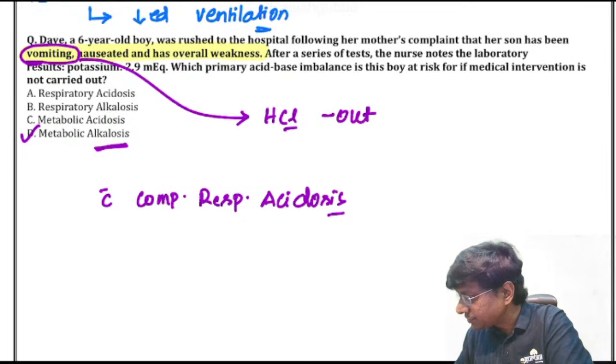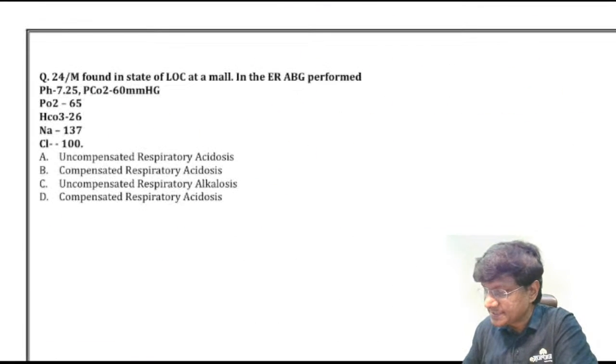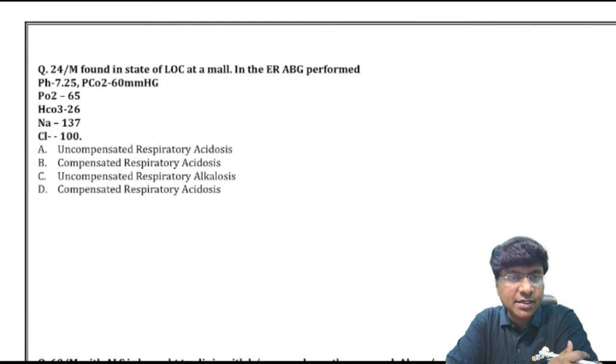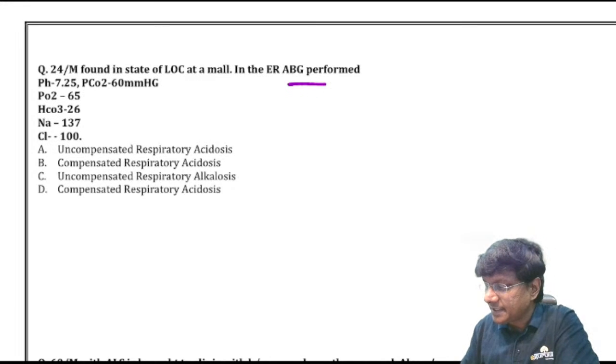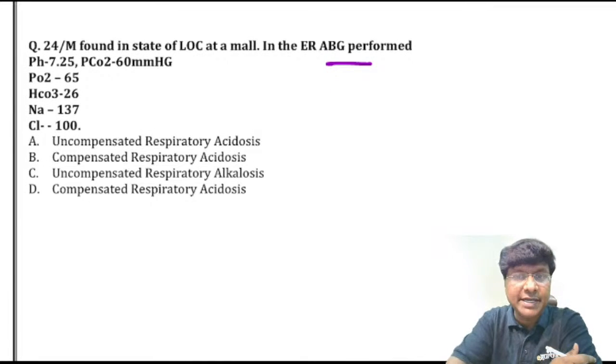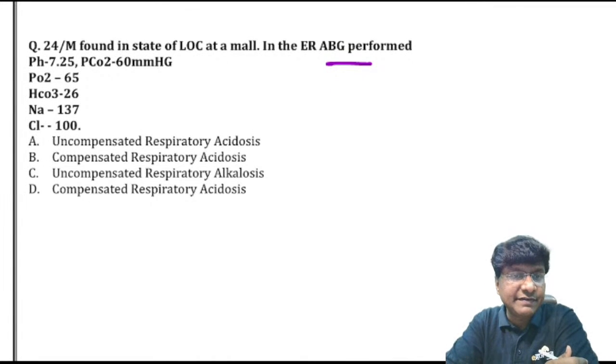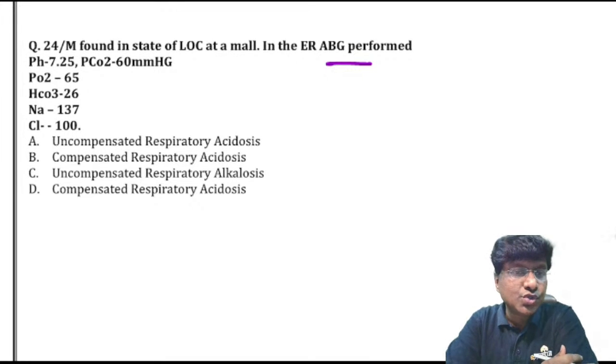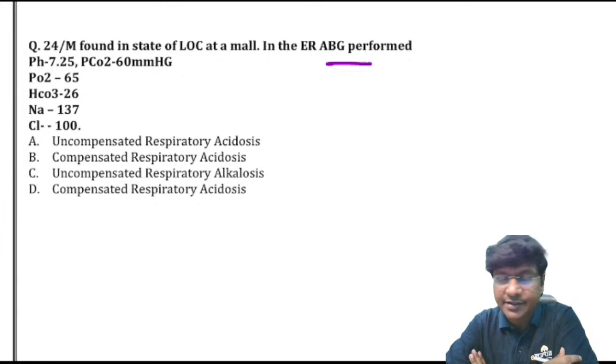Having discussed this question, please answer this. A 24-year-old male is found in a state of loss of consciousness at a mall. In the emergency department, arterial blood gas analysis is performed, and this is the ABG: pH is 7.25, PCO2 is 60 millimeters of mercury, oxygen 65, bicarbonate 26, sodium 137, chloride 100. What do you think is the answer to this question?